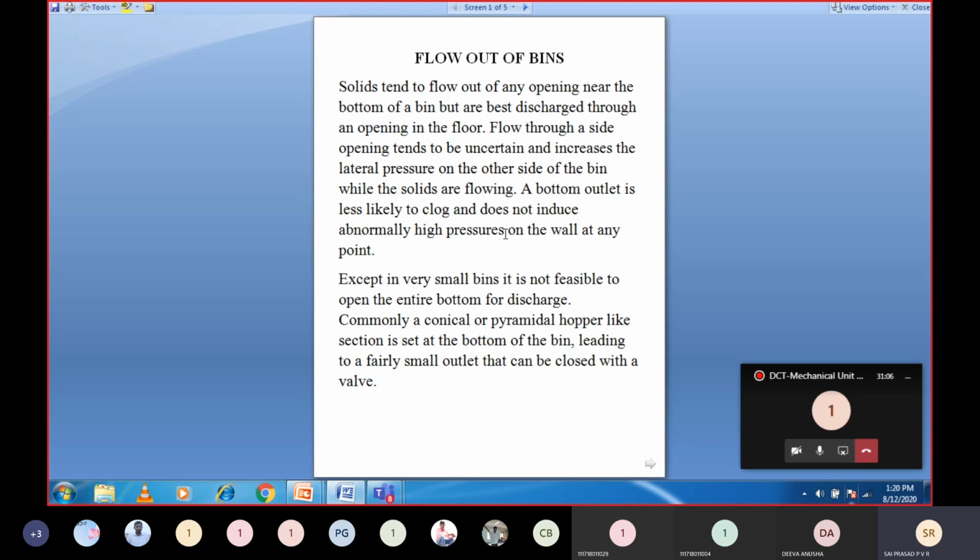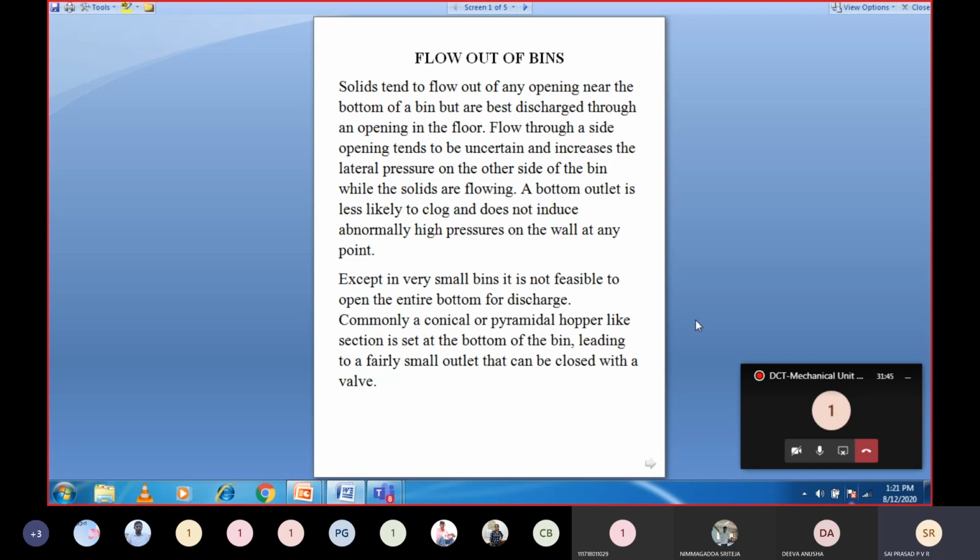That is one approach. And the second approach, what will happen? We will apply force from the top, so that the material starts coming out from the bottom in the case of corrosive solids. So clogging or stoppage is generally not there when you have a bottom outlet. And because of this, the abnormal pressures will not develop at any point inside the vessel. Except in very small bins, it is not feasible to open the entire bottom for discharge. Commonly, a conical or pyramidal hopper-like section is set at the bottom of the bin, leading to a fairly small outlet that can be closed with a valve.